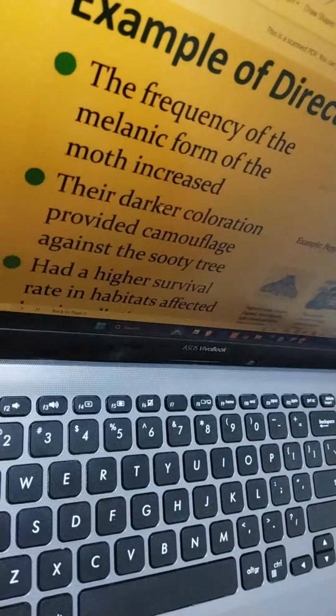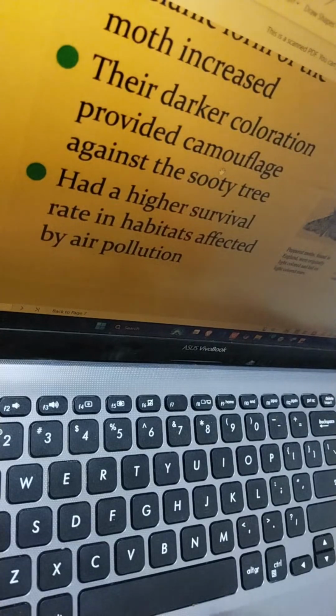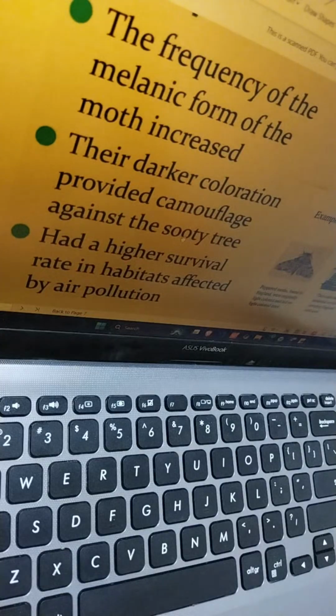The frequency of the melanic form of moth is increased. Their darker color provides camouflage against sooty tree trunks and they had a higher survival rate in habitats affected by air pollution. So where air pollution has occurred, the melanic form of moth is selected, increased, and more common.